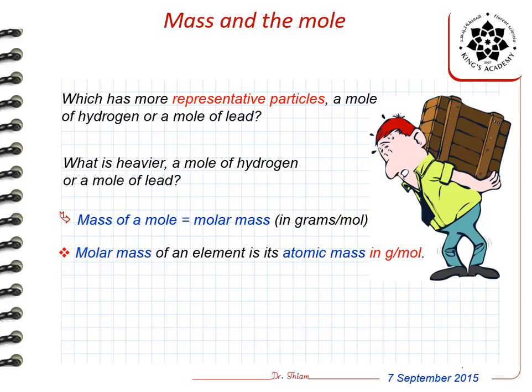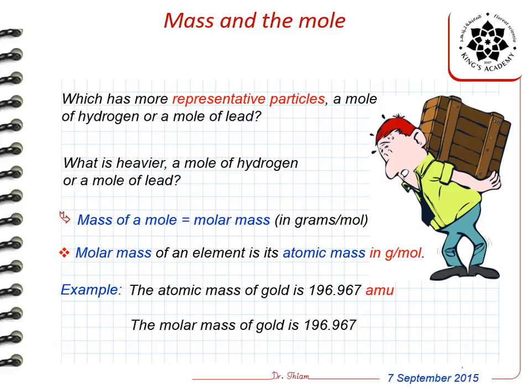Now, you can find the molar mass easily from the periodic table, because the molar mass is simply equal to the atomic mass of an element. The units are different, because again, molar mass has a unit of grams per mole. For example, if you consider gold, its atomic mass is 196.967 atomic mass units. What is the molar mass of gold? Well, it's 196.967, but what is the unit? Grams per mole.